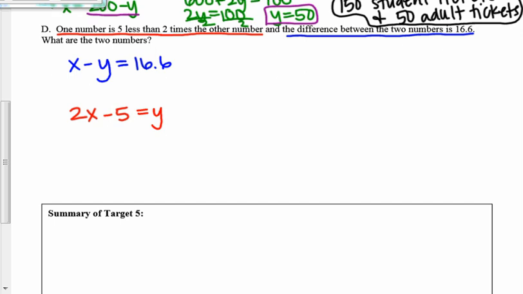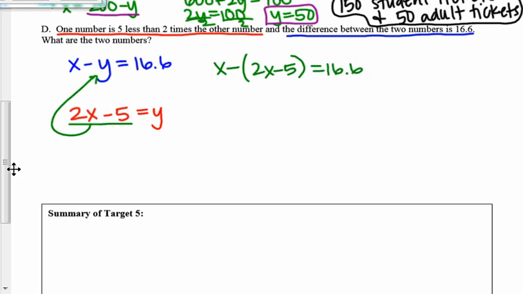Okay, so you might try a couple things first and just kind of guess and check. But 2 times a number and then minus 5 is going to get me that number. So you kind of have to logically think through to get your second equation there. Well, this is actually set up really nicely to do substitution. y equals 2x minus 5. So I'm just going to substitute that right in right there. So x minus y, which is 2x minus 5, equals 16.6.